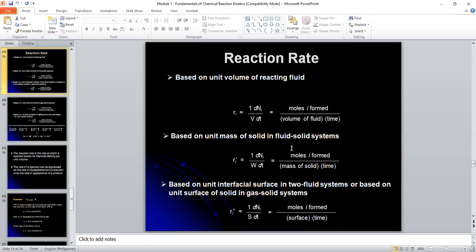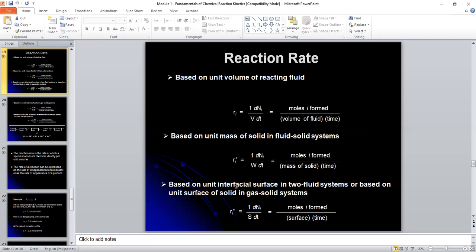But what is very important is that you know you have a solid in your system. So it could be a gas-solid or a liquid-solid. If that is the case, class, you just change the volume divisor in the common representation of the reaction rate to the weight or the mass of the solid being used. As such, your set of units will be moles of I per unit mass of solid per unit time. Okay? Now, what about the third one here?